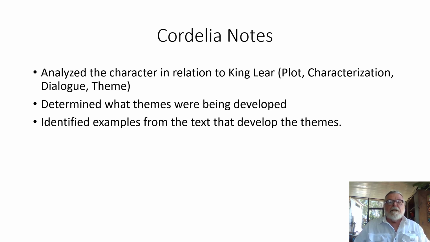Okay, let's sum up what we did. I analyzed the character, and in this case it was Cordelia, as she related to King Lear. Plot, characterization, dialogue, and theme. Now, I determined what themes were developed through the dialogue of Cordelia and Lear. Then I went and identified examples from the text that supported the development of those themes. Lastly, I commented on how those examples developed the themes, how Shakespeare did it.